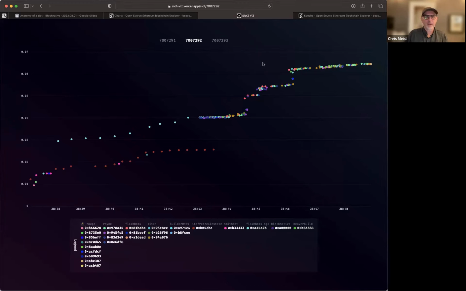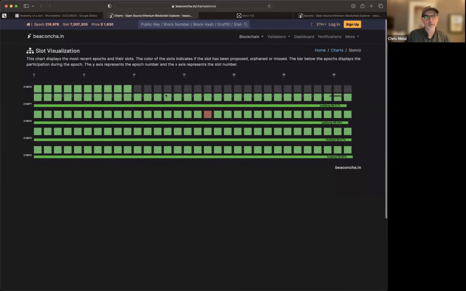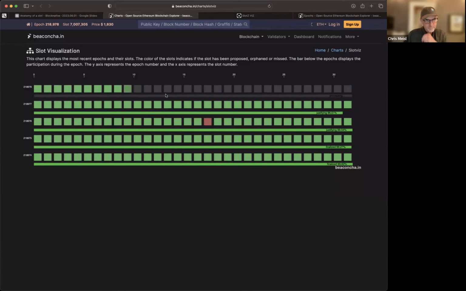Okay, so going back then, I should actually show that on Beacon Chain. They have this sort of slot visualization, so you can kind of see what I was talking about earlier. Each of these is an epoch, and this is the current epoch that is being populated.